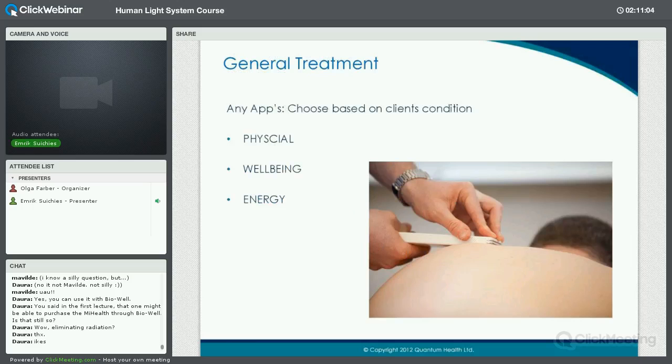So using the Mihealth is not only for the physical part, it's also for well-being, it's also for energy work, it's even for chakras, and yeah, you can use it for everything, especially for yourself. I use it a lot for myself and for my family, and of course I use it for my patients.